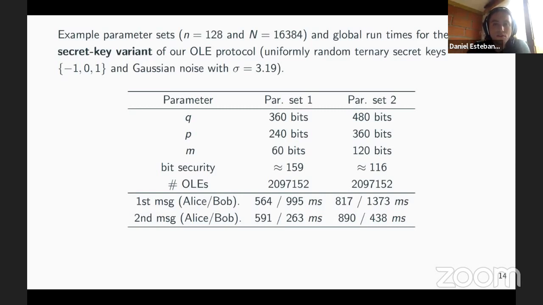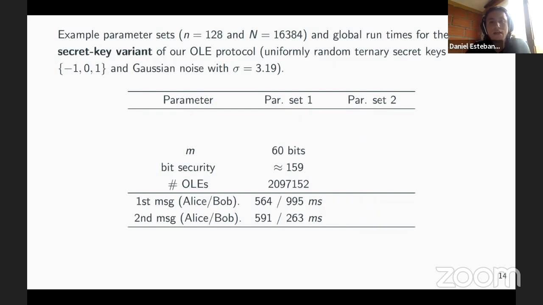I want you to focus on this big table, which has a lot of numbers. For a modulus that is essentially 60 bits long and 159 bits of security, it takes Alice essentially half a second, 564 milliseconds, to handle the first message that she receives from Bob. And it takes Bob essentially 1 second to prepare this message. So this is very fast if you take into account that we're talking about 2 million OLEs. The second message is essentially half the cost of that. It takes Alice half a second to process the message she needs to send to Bob, and it takes Bob a quarter of a second to process that message.